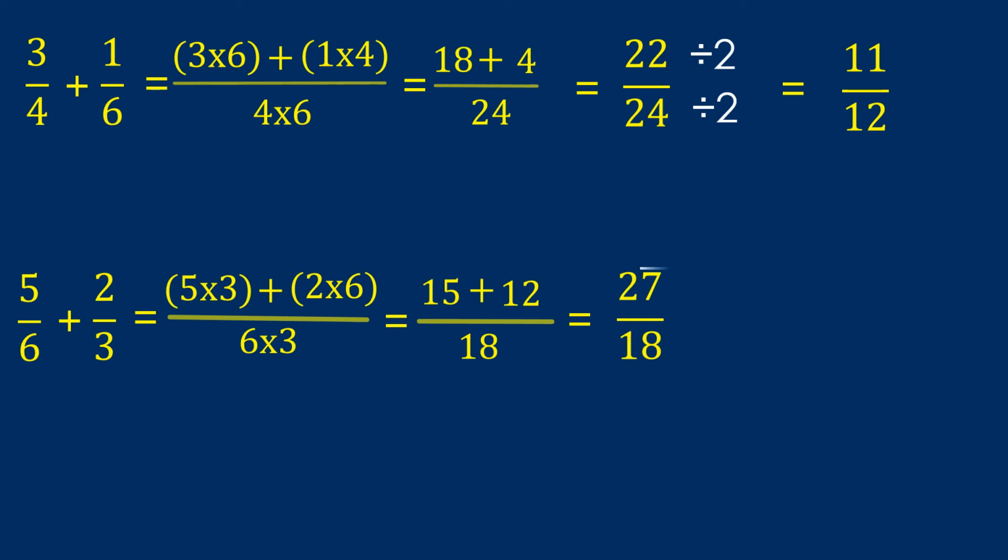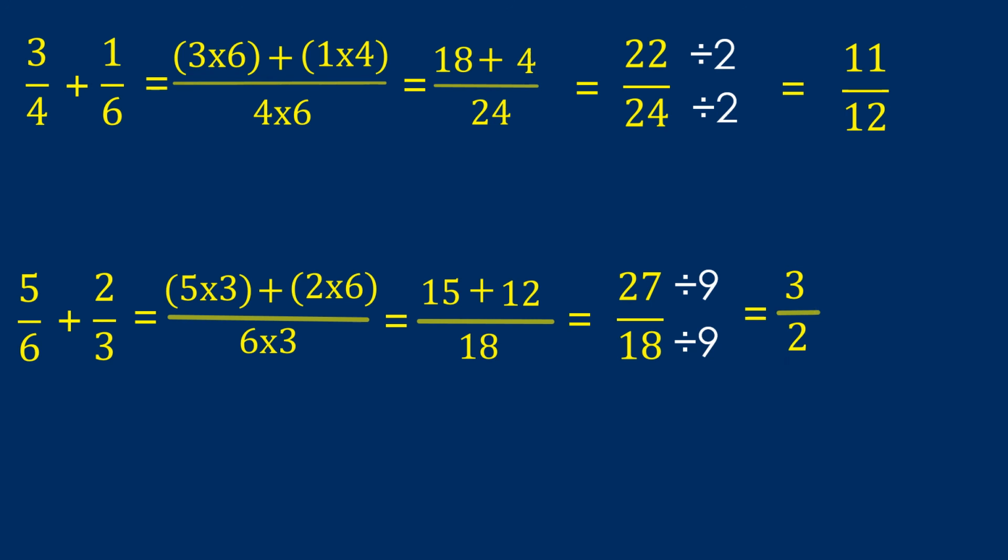27/18 is an improper fraction. If a fraction has a numerator greater than its denominator, it is known as an improper fraction. And this improper fraction can be simplified as a mixed number. First, let us simplify 27/18 to a smaller fraction. Since 27 and 18 can be divided by 9. 27 divided by 9 is 3. 18 divided by 9 is 2. Now 27/18 is simplified to 3/2.